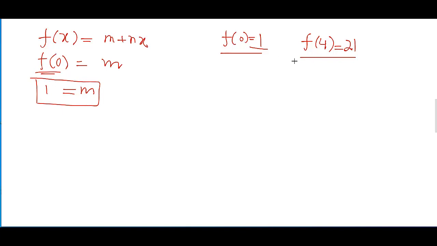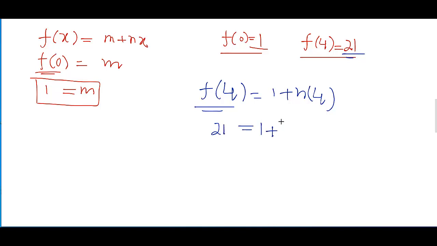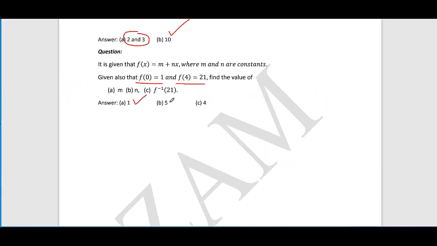Now I will use the second information. So I will plug in 4 in x. So when I plug in 4 in x, it will become f of 4. So just putting 4 here, m is 1, and n into 4. Now I will replace f of 4 with 21. 21 is equal to 1 plus 4n. And it is 20, and 4 fives are 20. n is 5. So it's 1 and 5.